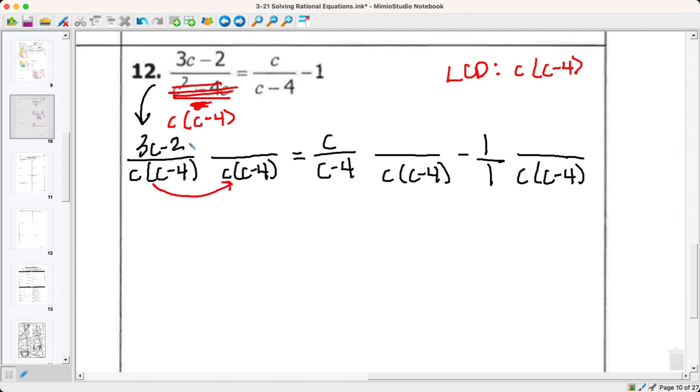To achieve the denominator to become this from here to here, we do nothing. It's already that. So essentially, I'm multiplying by 1. Multiplying anything by 1 is not going to change the value. So I can simply just write 3c minus 2. To go from here to here, I'd have to multiply this entire term by c. If I multiply that by c, this must be multiplied by c, giving me c squared. To go from here to here, it's got to be multiplied by the entire expression, c times c minus 4.